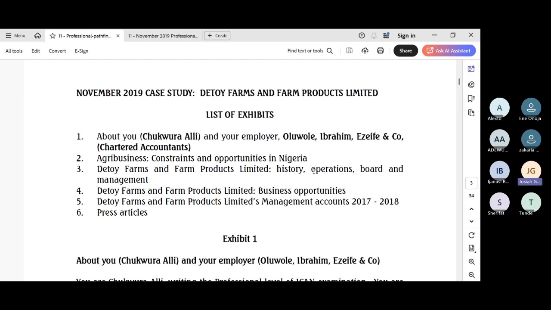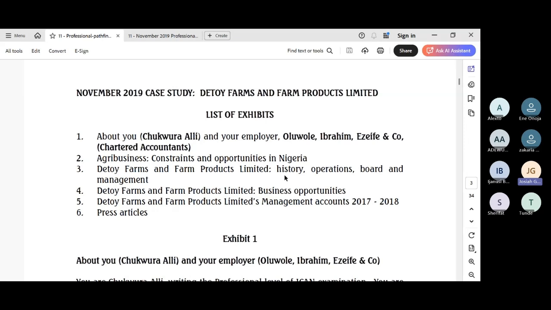So the first exhibit spoke to who you are and your employer. Very important. Your employer is Oluwole Ibrahim Izifik and Co., Chartered Accountants in practice, and it's an accounting firm. The second exhibit spoke to agribusiness, the constraints and opportunities in Nigeria. The third exhibit spoke to the company's history, which is Detoy Farms and Farm Products, the operations, the board, and the management. And the fourth exhibit spoke to business opportunities for Detoy Farms and Farm Products Limited.